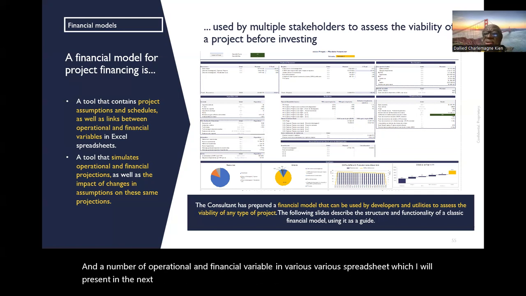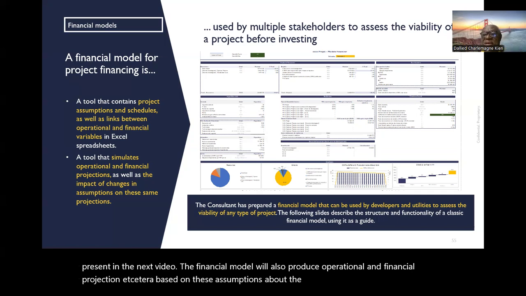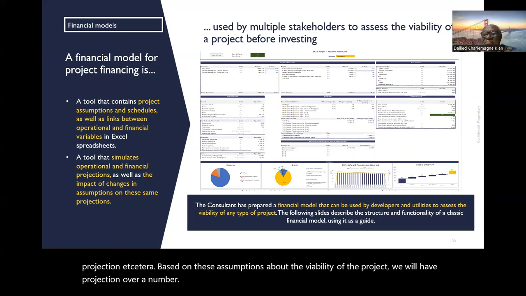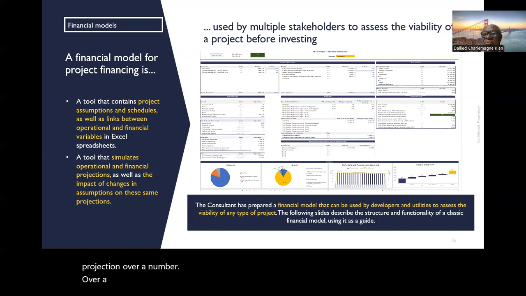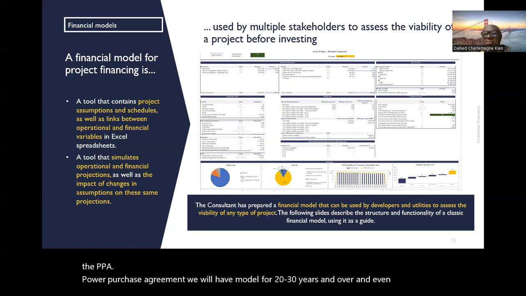The financial model will also produce operational and financial projections. Based on these assumptions about the viability of the project, we will have projections over a given period of time. In general, we will observe these projections over the duration of the PPA, Power Purchase Agreement. We will have a model for 20, 30 years and even beyond, with operational and financial projections for the project in question.